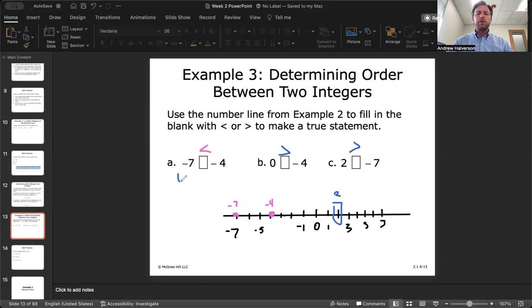Typically, I think the more tricky ones are when you have 2 negatives, because we tend to think of 7 as bigger than 4, but when you put negatives in front, the more negative you are, the less you are.